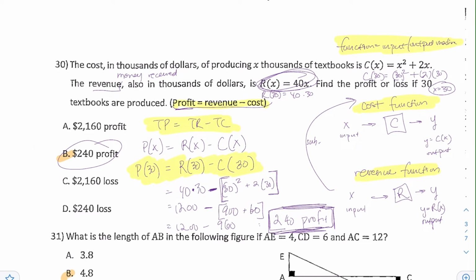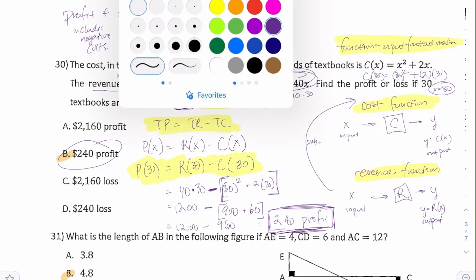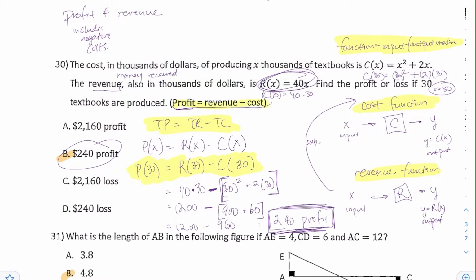Profit is not the same as revenue, because profit includes the negative costs. So if you buy a book for $10 and you sell it for $11, you didn't make $11. You actually only made $1 because it cost you $10 to buy the book. So that's the idea behind this. So don't confuse profit with revenue. For profit, you have to subtract the cost from the revenue.